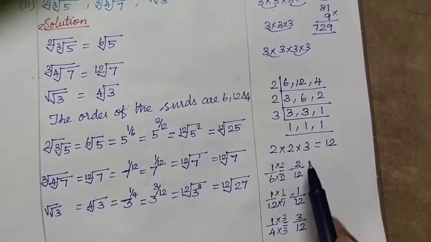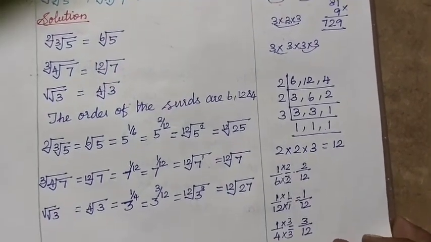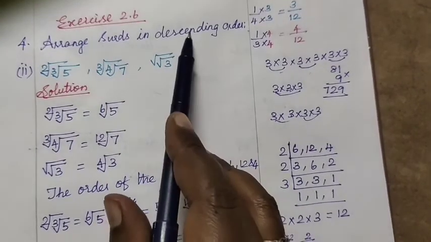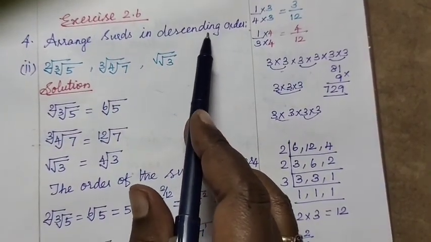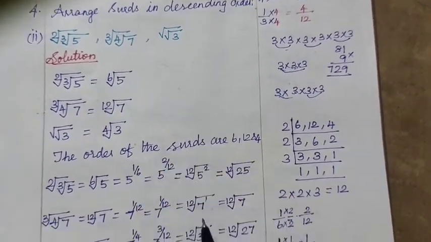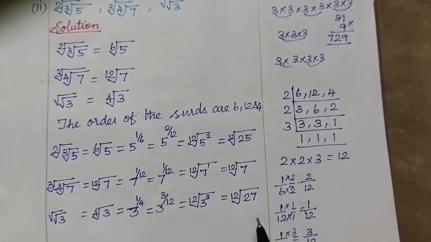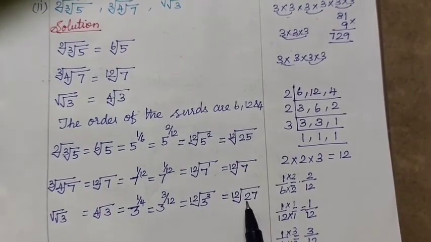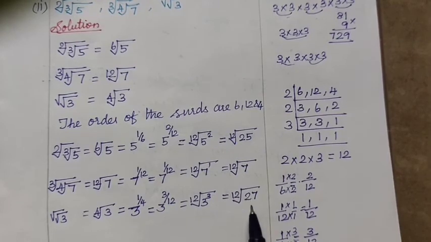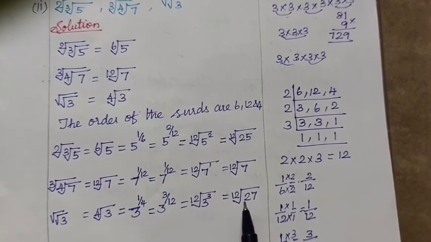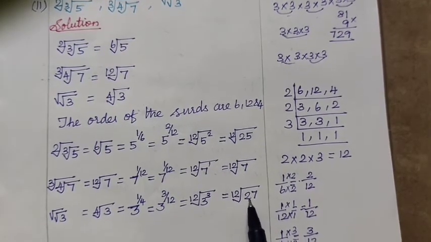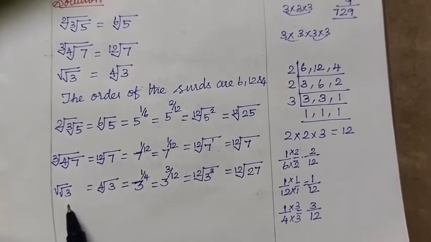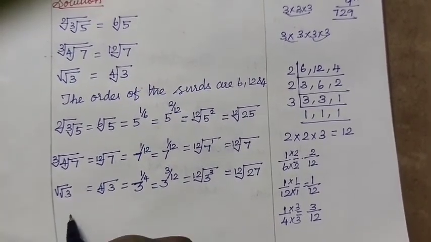That is the question here. Arrange surds in descending order. So we have to write from big to small. Which is the big number here? 25, 7, 27. Which is big? 27. So we have to write the descending order of the surds.